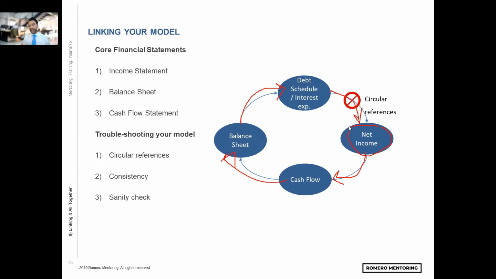So with all that being said, let's dive into Excel so that I can walk you step by step on how to forecast each and every one of the financial statements that I've discussed in this presentation. So let's pull up the model, Excel.